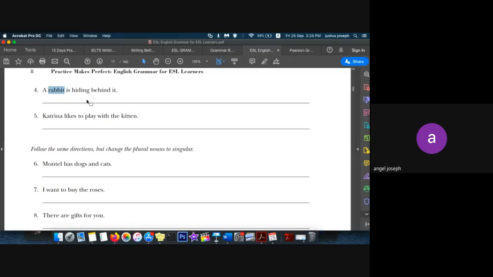A rabbit is hiding behind it. Change rabbit to plural. Rabbits are hiding behind it. Rabbits are hiding behind it. Okay.